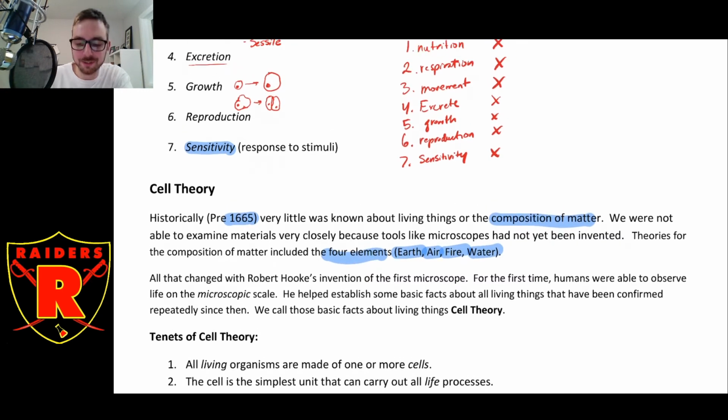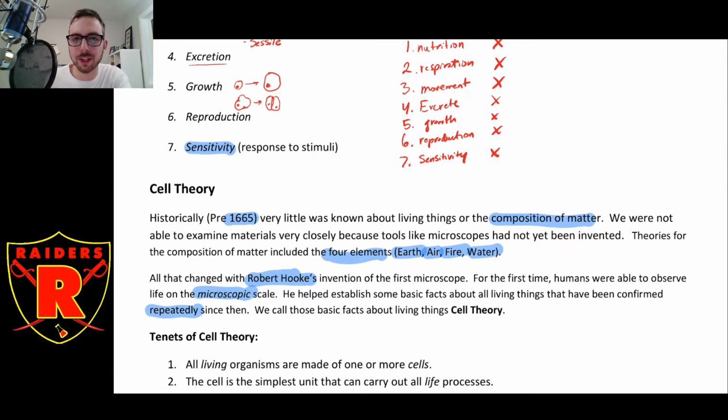So the invention of the microscope was a huge boon to biology and the study of living things, because we were able to look at the microscopic scale for the first time, and we were able to see that there are certain true things about all living things, every living thing that was examined. Robert Hooke, the inventor of the microscope, made some of these observations, which still hold true today. We've repeatedly confirmed them with lots of different types of observational evidence, that these are true things about all living things.